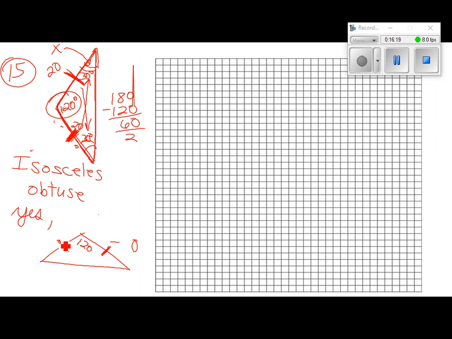And what's an acute triangle? All angles less than 90. So can all the angles be less than 90, then one of them be more than 90? No, it doesn't work. Can we do 22?